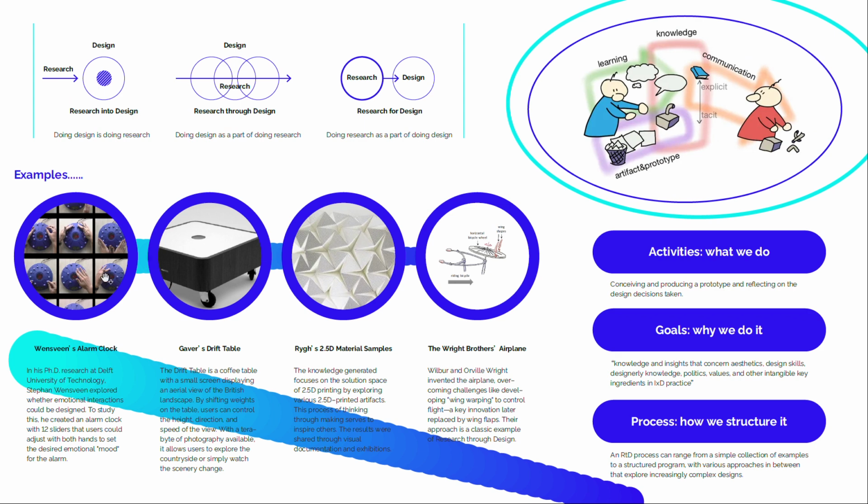The first one is Westmin's alarm clock. In this project he designed a clock with sliders that allow users to set different emotional moods. This helps explore how design can influence emotional interactions. And next is Garrett's drift table, a coffee table with a small screen that shows an aerial view of the British landscape. Users can shift weights on the table to control the height, the direction, and the speed of the view, making it an interactive exploration tool.